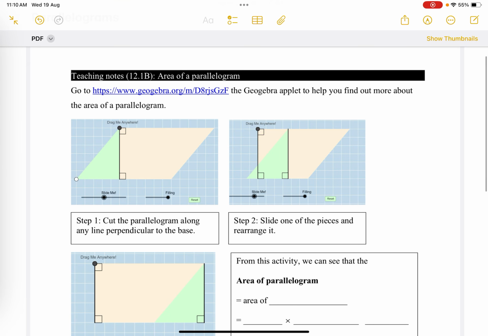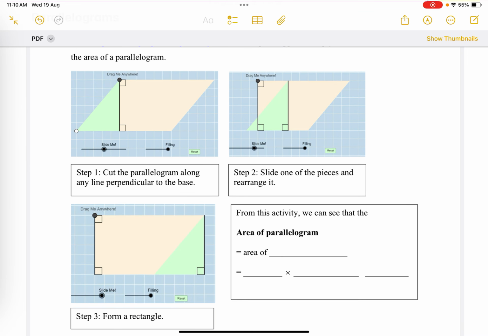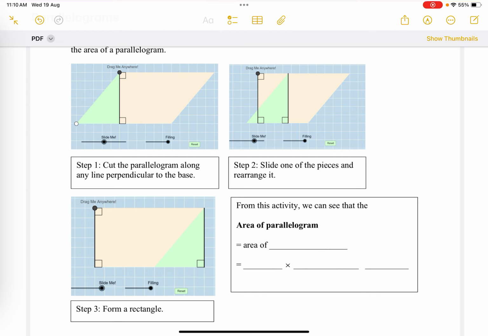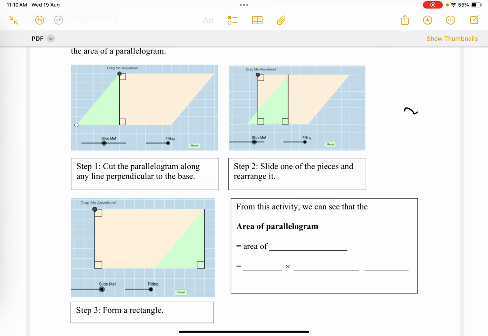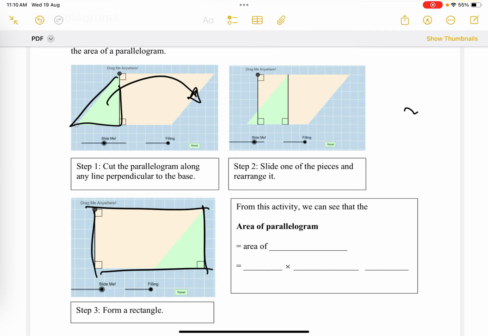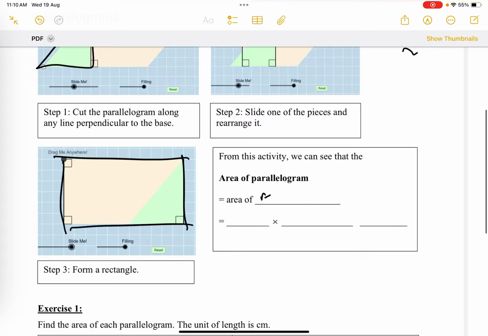Okay, so we talked about the area of a parallelogram in class already. So it is the same idea. You cut out a piece of the triangle over here. You can shift it to the other side and you will form a rectangle, which you are all familiar with. The formula for the area of a rectangle is the length multiplied by the perpendicular height.